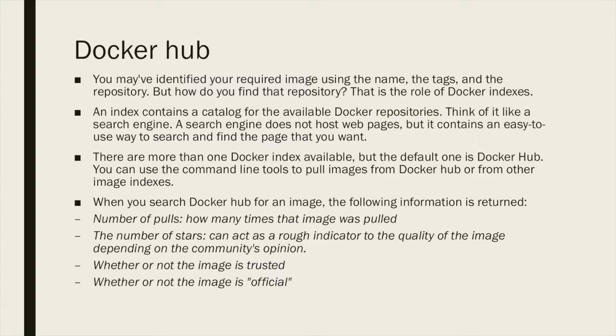And of course, Docker Hub. Docker Hub is the default repository that Docker is automatically configured to use. It contains a large number of images, and they get identified, of course, by name and tags, as we have discussed. Now, in order to find an image, you have to find the repository owning that image. But how do you find that repository? That is the job of indexes.